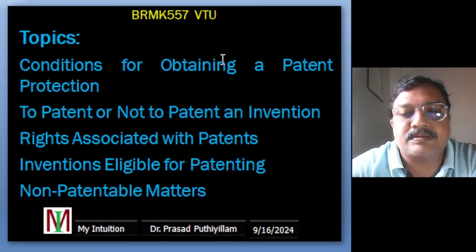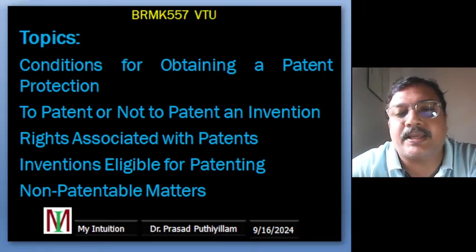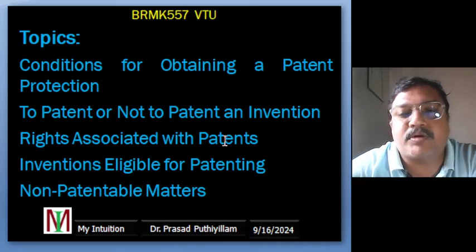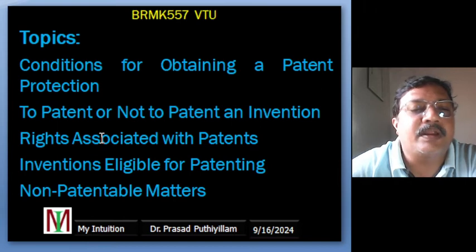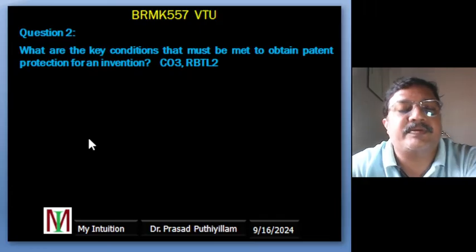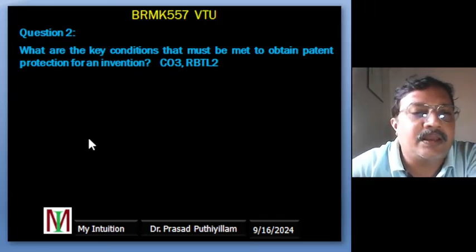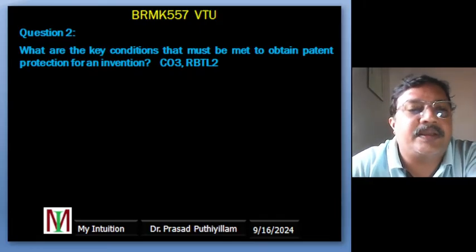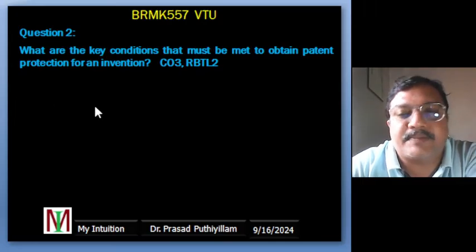Moving to the topics: conditions for obtaining patent protection, to patent or not to patent an invention, rights associated with patents, inventions eligible for patenting, and non-patentable matters. Based on that, a question is framed connecting to course outcome 3, level kept as 2. What are the key conditions that must be met to obtain patent protection for an invention?